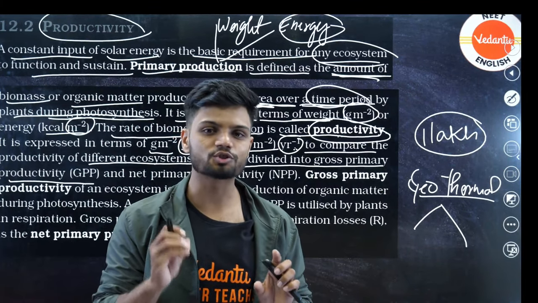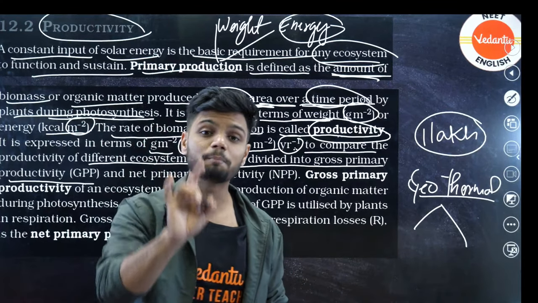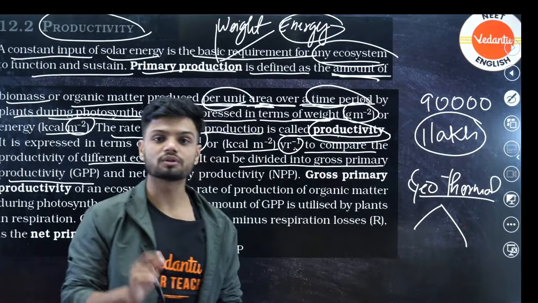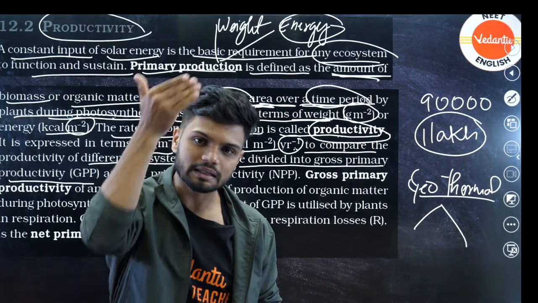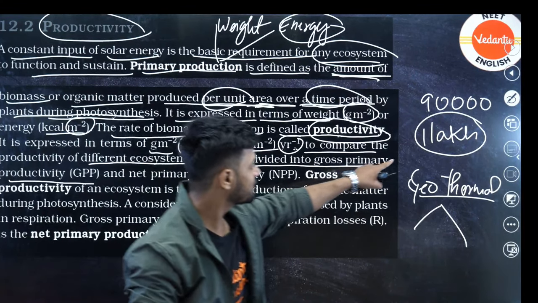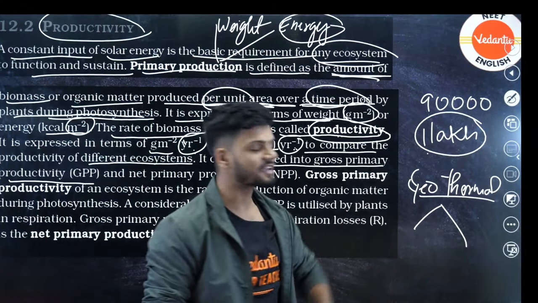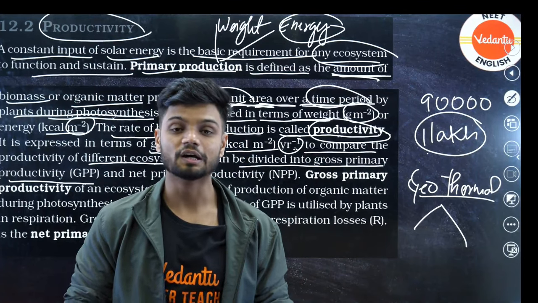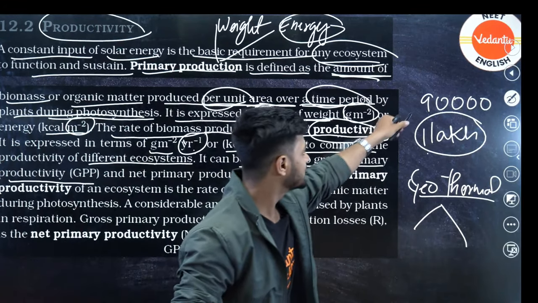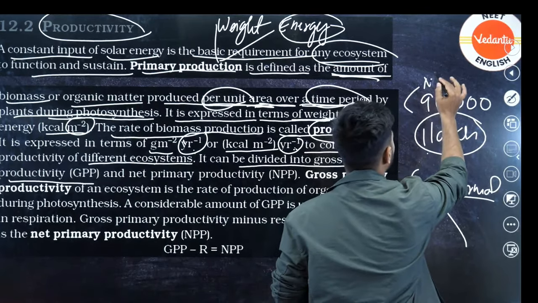But when the company is actually giving you the money, the company is not giving you 1 lakh. The company is actually giving you 90,000. The company cut the 10,000 and gave you 90,000. So this 1 lakh here becomes the gross primary productivity, the total. And this 90,000 after cutting the tax and everything becomes your net primary productivity.